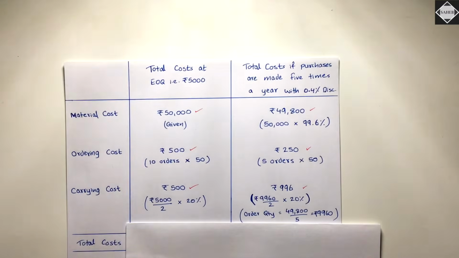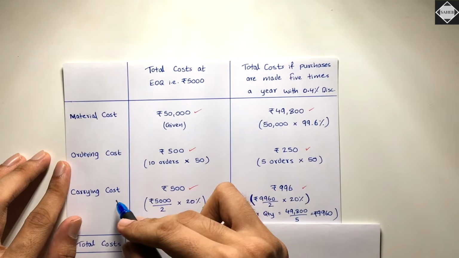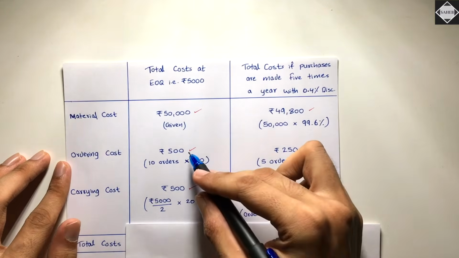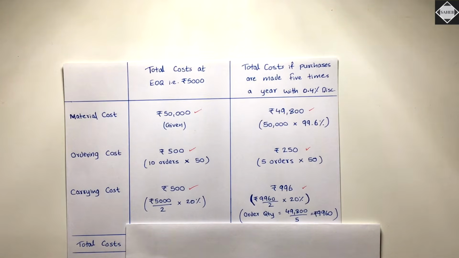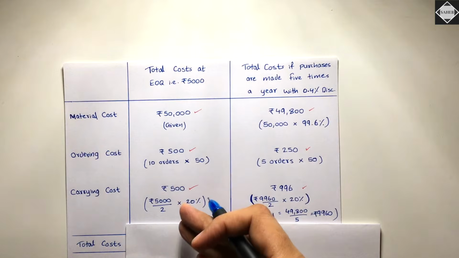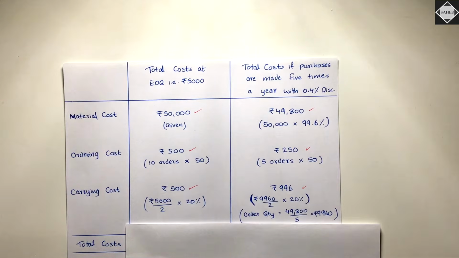Okay, it's correct. See here, in EOQ policy, what happens? Ordering cost and carrying cost are always equal. 500 is equal to 500, so it's correct. Is it clear? This is what always happens. Whenever you do the calculation under EOQ policy, ordering cost and carrying cost always have to be the same. Clear? Easy.